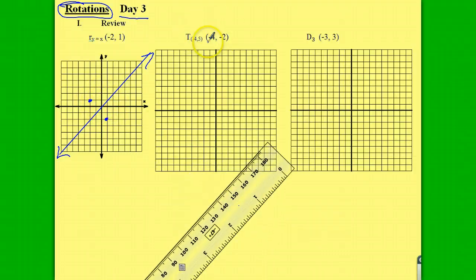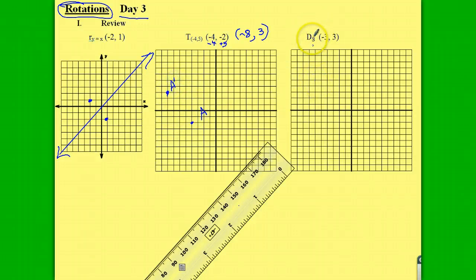A translation, we're translating left 4 and up 5, so -4 and +5 becomes -8 comma +3. So -4 comma -2 becomes -8 comma +3. 1, 2, 3, 4, and up 1, 2, 3, 4, 5. Great. A and A prime.